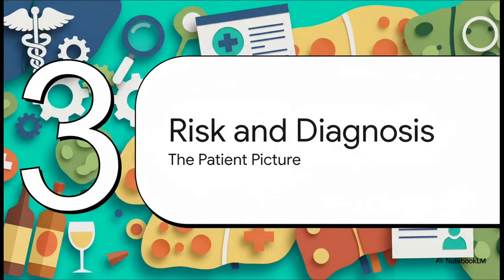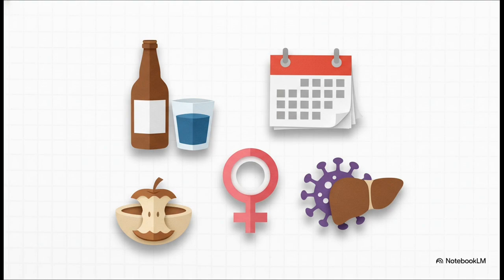Okay, we've seen the how. Now let's zoom back out and talk about the who. Who is most at risk, and how do we actually diagnose this in a patient? So obviously, the biggest risk factor is how much and how long someone has been drinking heavily. But here's the thing, and it's a really important clinical point.